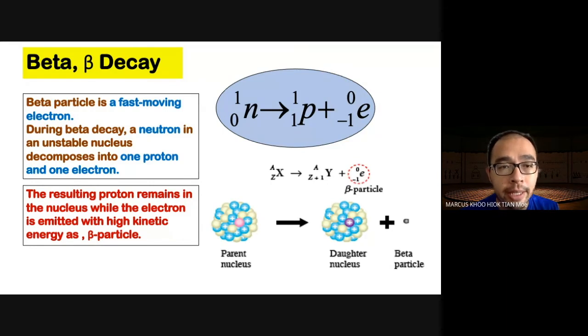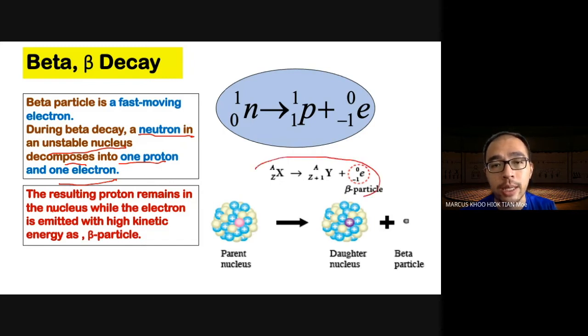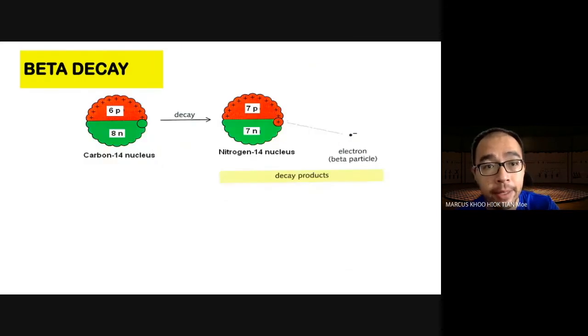So during beta decay, a neutron in an unstable nucleus decomposes into one proton and one electron. The resulting proton remains in the nucleus while the electron is emitted with high kinetic energy as a beta particle. So this is how you would do it. The number on top remains the same before and after decay, but the proton number will increase by one after the decay happens.